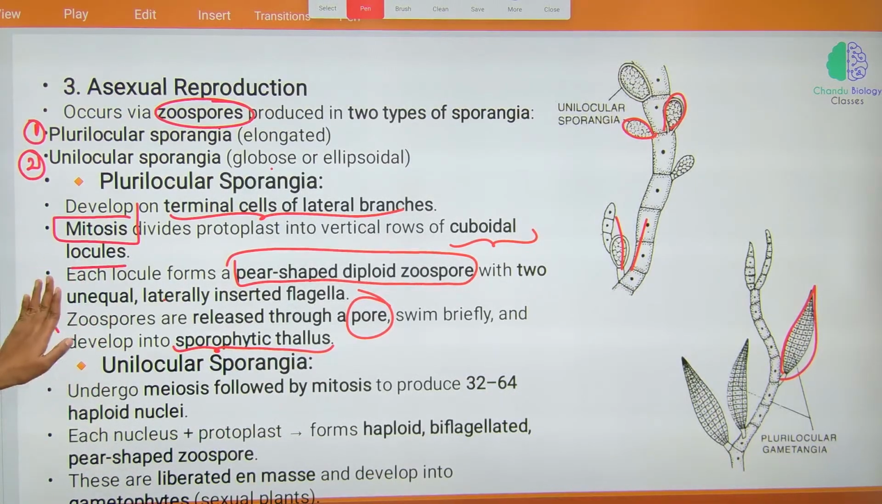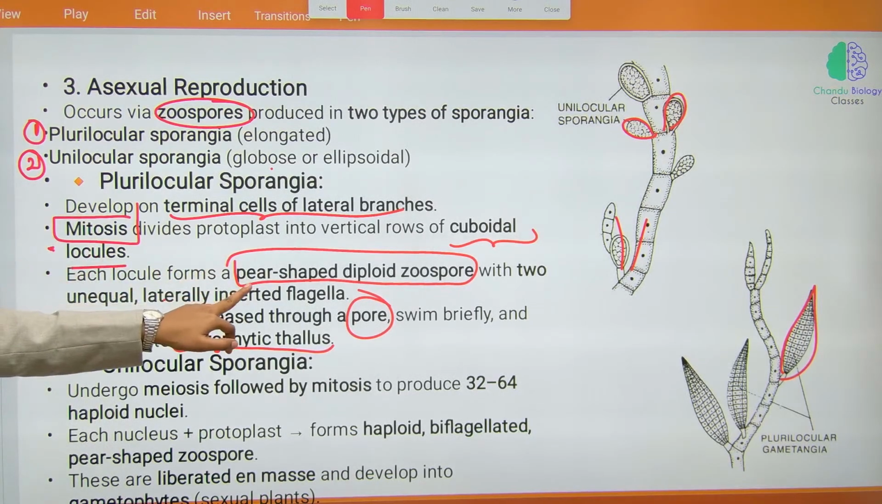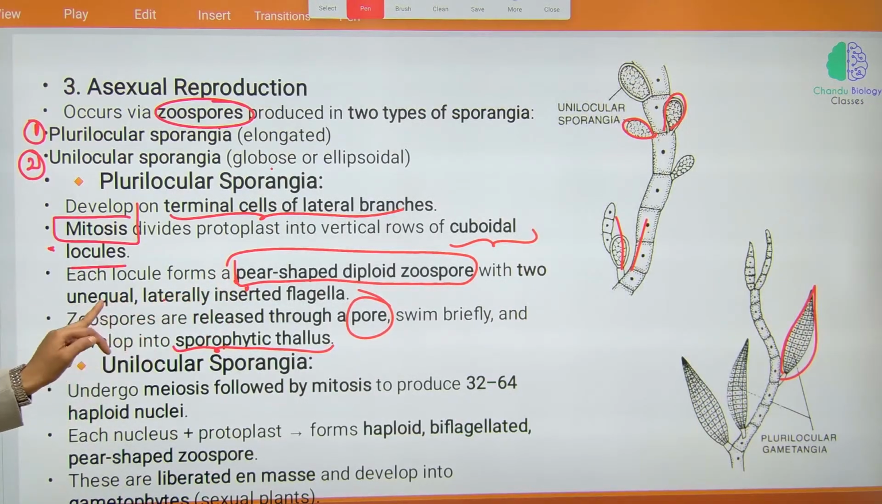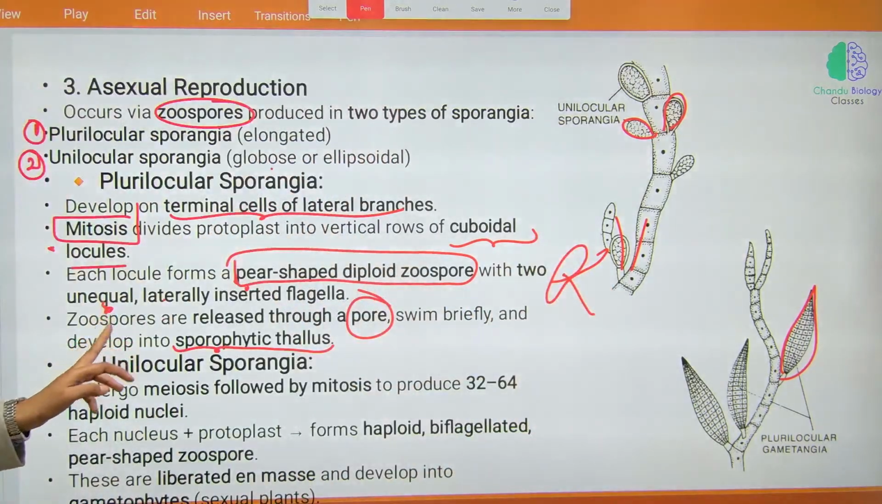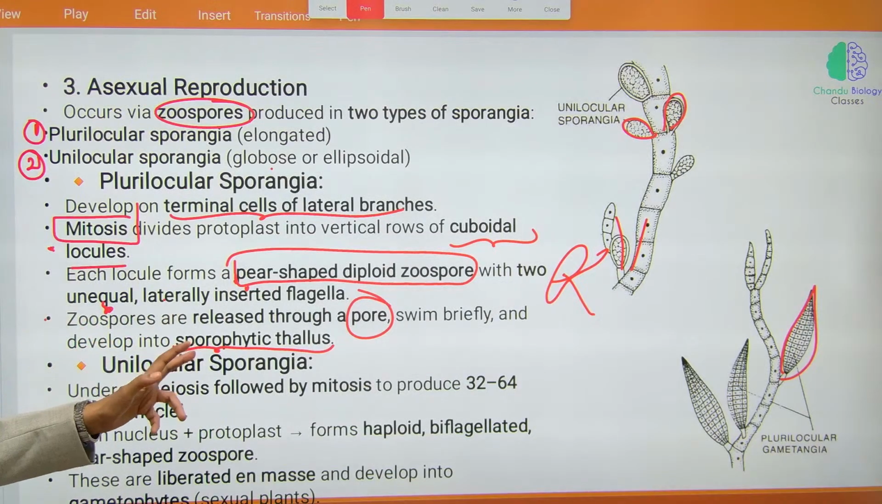This is about plurilocular sporangia, which develop on the terminal cells of lateral branches. Mitosis divides the protoplast into vertical rows, and cuboidal locules are formed first. Each locule has a diploid zoospore, which is pear-shaped with two unequal flagella at the lateral ends. Zoospores are then released through a pore and develop into what? A sporophytic thallus. This is about plurilocular sporangia.